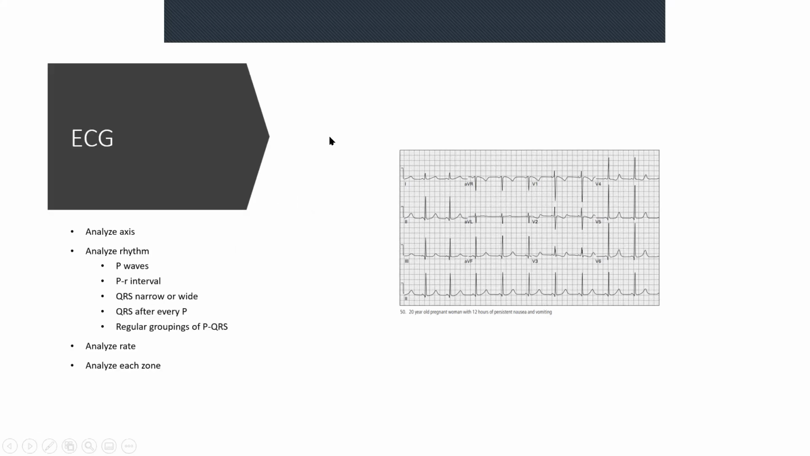What we have this week is a 20-year-old pregnant woman with 12 hours of persistent nausea and vomiting. And we're going to go through our normal breakdown where we analyze the axis, the rhythm, all the components of the rhythm, the rate, and then we're going to analyze each zone and see what abnormalities we can find.